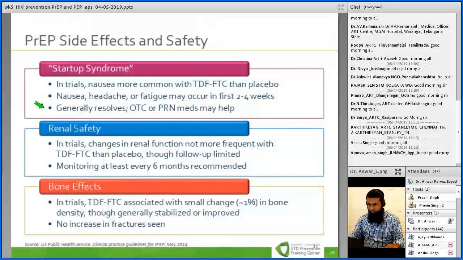What about the side effects and safety profile? Like any other treatment, this also will have some kind of startup syndrome. In trials, nausea, headache, and fatigue were more common with this combination than with the placebo. So these are like any kind of treatment. Patients may feel some side effects in the beginning, but once they are stable on it, later on it subsides. Now, whenever tenofovir is used, we always think about renal toxicity, and we sometimes are very concerned about it. But in trials, what they have shown is that changes in renal function are not more frequent with this than with placebo. One reason for that can be that this is being given to people who are healthy, physically active, without any problem.